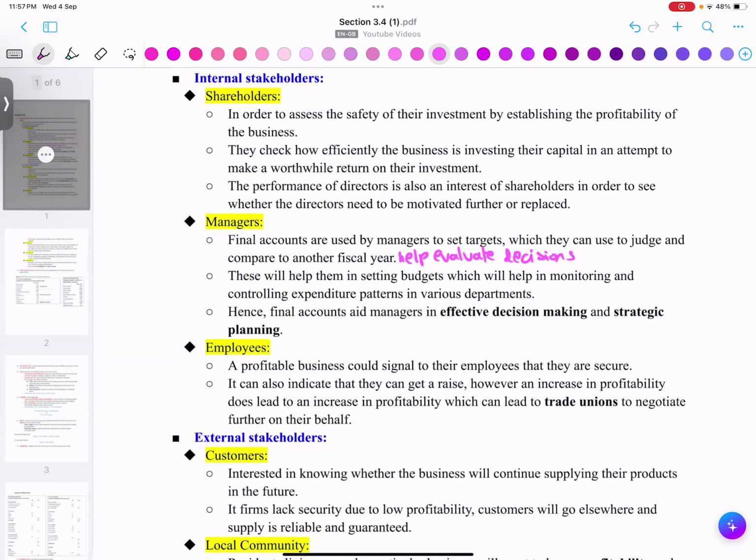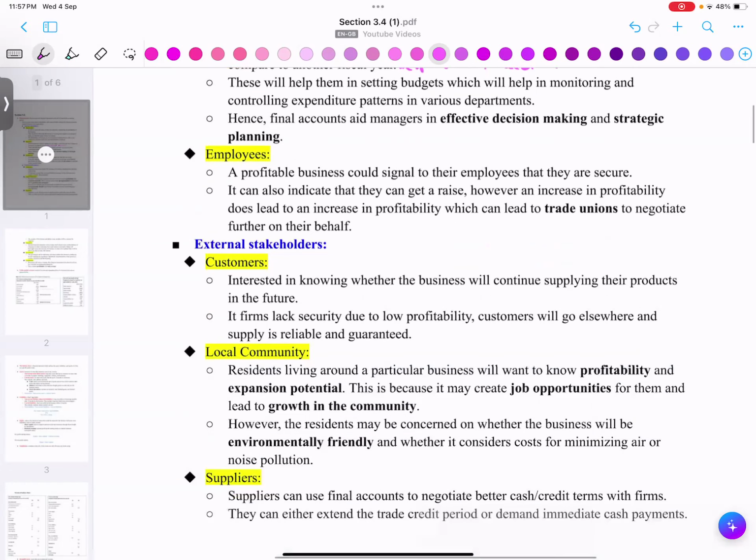Then we have employees. A profitable business could signal to its employees that they are secure. That means the employees can keep their jobs. The business won't end up closing. The business is doing well. But it can also indicate that they could get a raise.